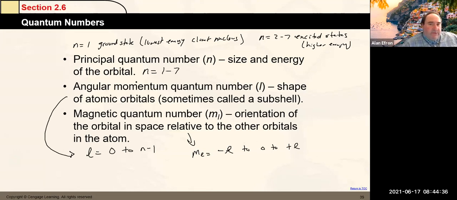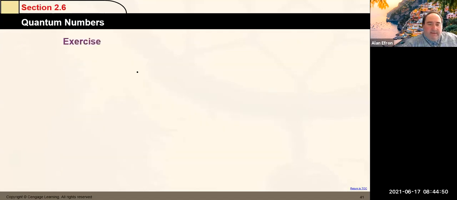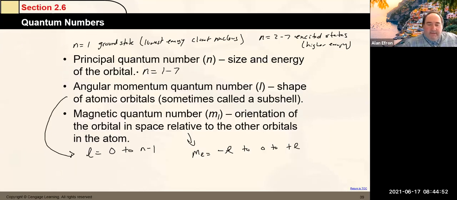And the last quantum number, there's 4 quantum numbers, is the spin quantum number. It is the m sub s, which is the spin quantum number, and it can have values of plus 1/2 or minus 1/2.